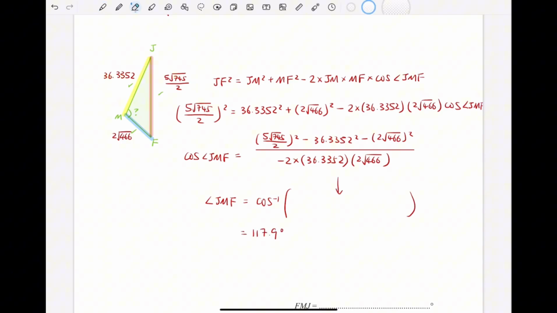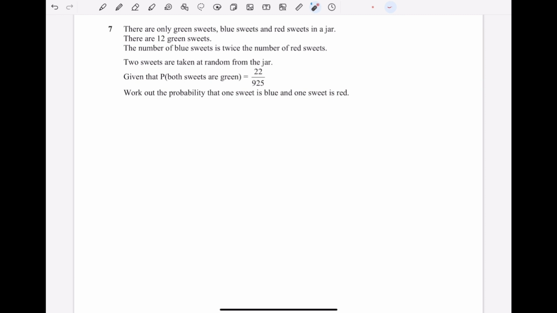Okay, so now moving on to the next question. We are told that there are green, blue, and red sweets, and there are 12 green sweets. The number of blue sweets is twice the number of red sweets. If the number of red sweets is x, the number of blue sweets is going to be 2x. And we are taking 2 sweets out of the jar. We are told that if both sweets are green, the probability is 22 over 925.